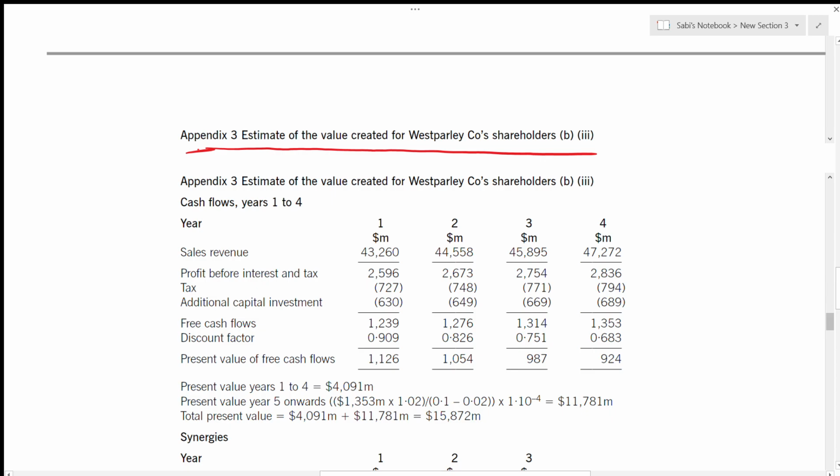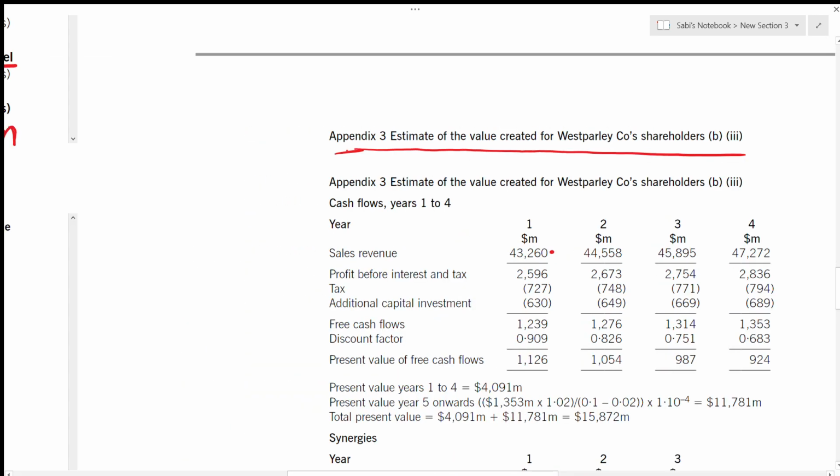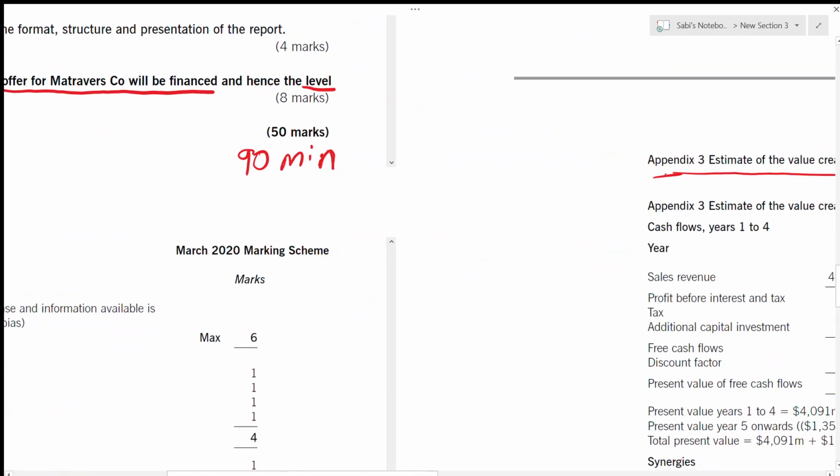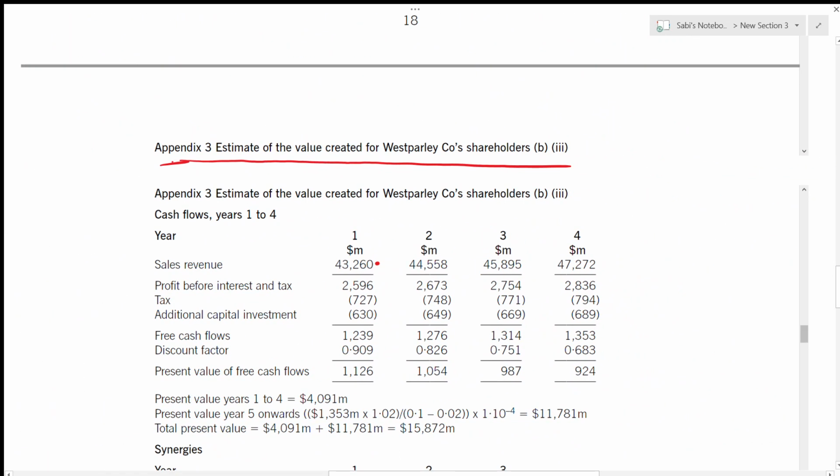Cash flows. Here also, it doesn't matter whether normal cash flow or free cash flow, it starts with sales revenue. Sales revenue in the first year is 43,260. They keep on inflating this 3% every year. Then let's go to profit before interest and tax. Profit is 6% of sales each year. So 6% of 43,260 is 2,596. 6% of 44,558 is 2,673. Like that, every year you have to take.